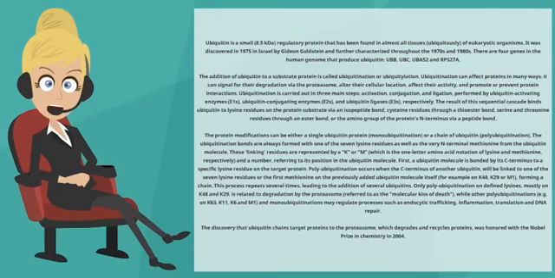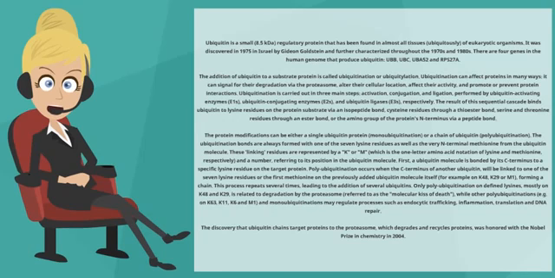Ubiquitin is a small 8.5 kDa regulatory protein that has been found ubiquitously in almost all tissues of eukaryotic organisms. It was discovered in 1975 in Israel by Gideon Goldstein and further characterized throughout the 1970s and 1980s. There are 4 genes in the human genome that produce ubiquitin: UBB, UBC, UBA52 and RPS27A. The addition of ubiquitin to a substrate protein is called ubiquitination.